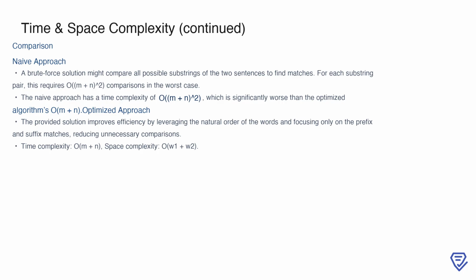When comparing this optimized approach to a naive solution, the improvements are significant. A brute force method might attempt to compare every possible substring of one sentence to every substring of the other to check for matches. This would involve performing O((m plus n) squared) comparisons in the worst case, resulting in a time complexity of O((m plus n) squared). By contrast, the optimized algorithm avoids unnecessary comparisons by leveraging the natural order of words in the sentences. It focuses specifically on matching the prefix and suffix, which greatly reduces the computational workload. As a result, the optimized solution achieves a time complexity of O(m plus n), and a space complexity of O(W1 plus W2). These improvements make the algorithm much more efficient, especially for longer sentences.